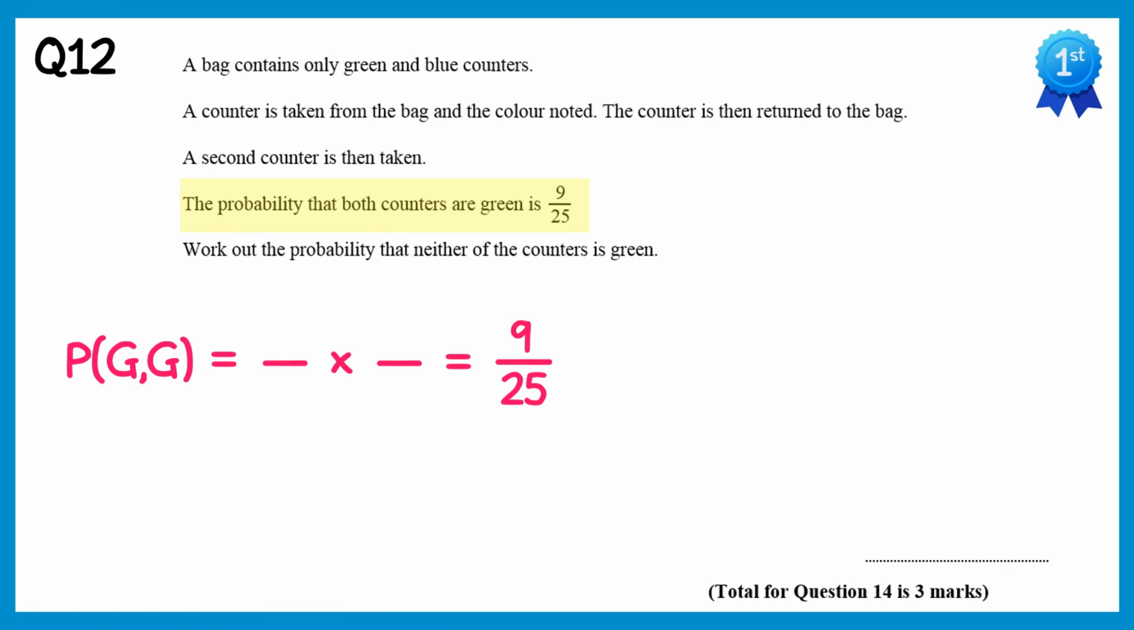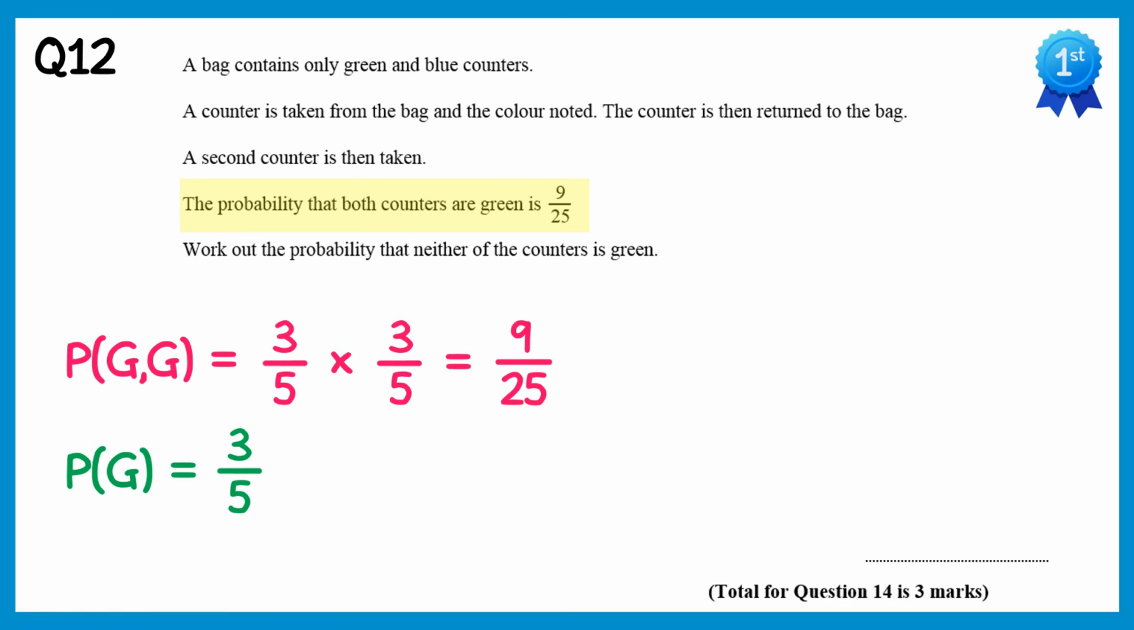Because of the way the question's asked, we know that the probability of getting a green on the first go is the same as green on the second go. This is because the counter is returned to the bag. So both of these fractions here must be the same. To get a 9 on the top, we must times 3 by 3, and to get 25 on the bottom, we must times 5 by 5. So the probability of getting a green is 3/5.